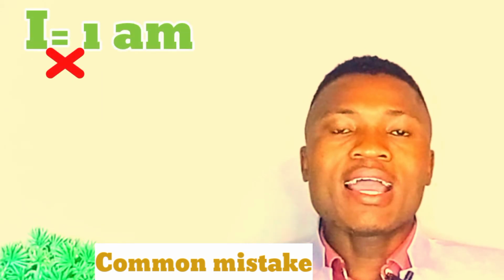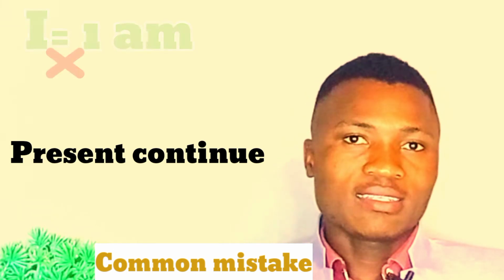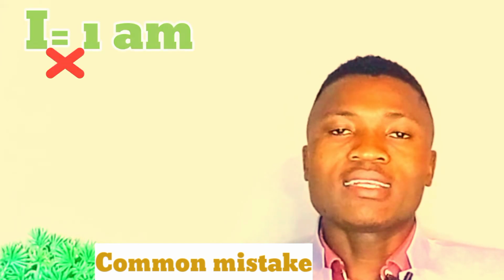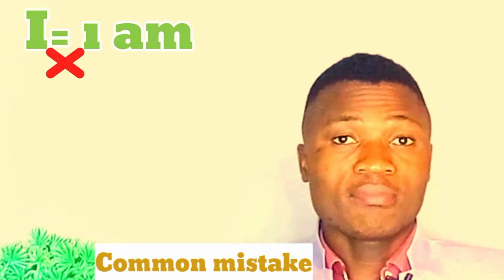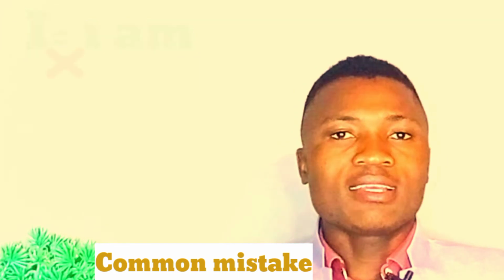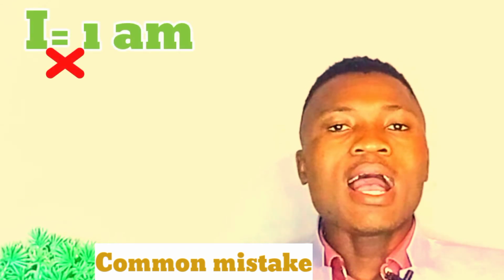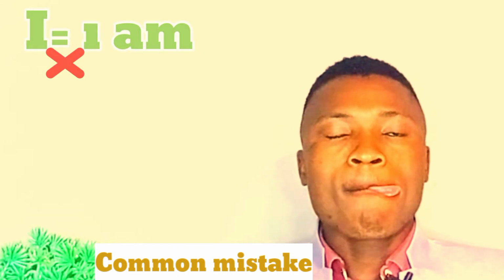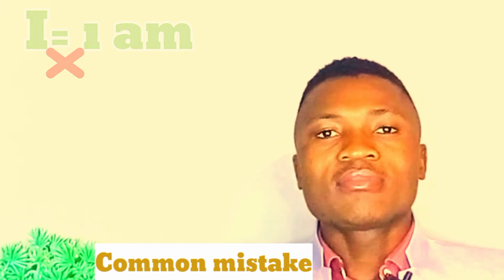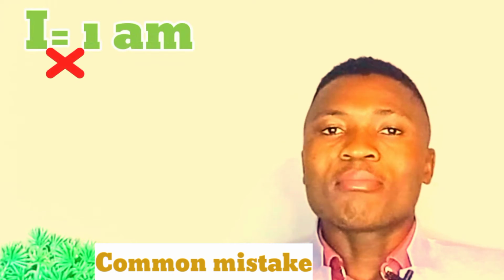People use I am for the present continuous tense. In this case, we have ing at the end of the verb. We say, for example, I am speaking. I am walking. I am working.